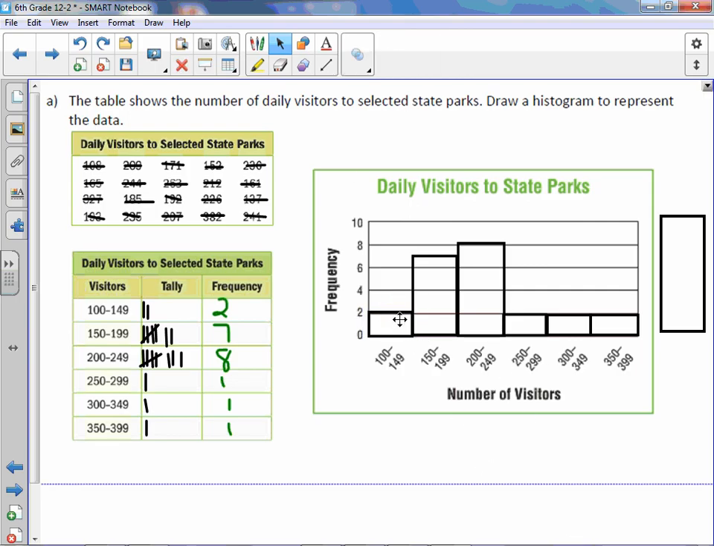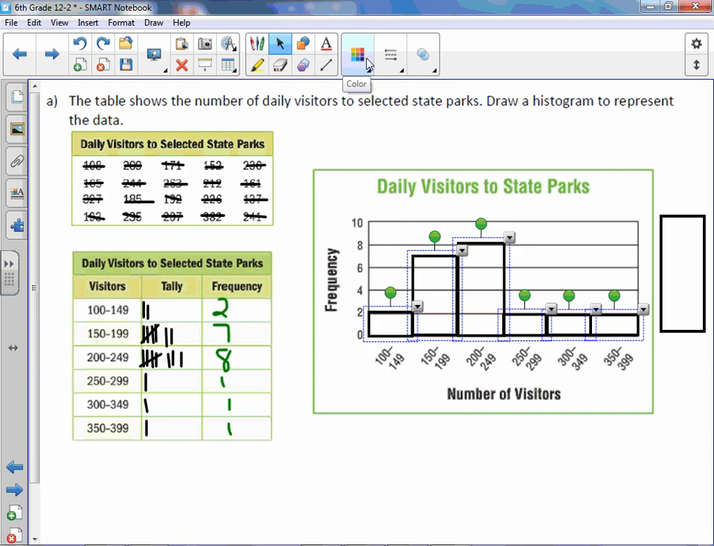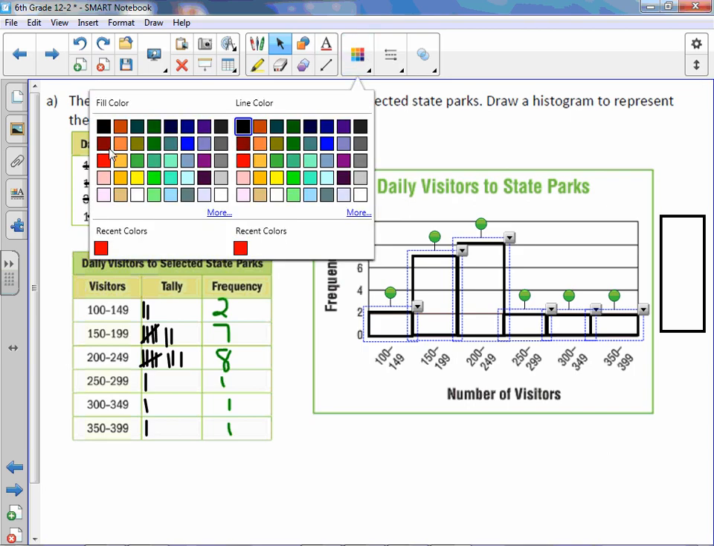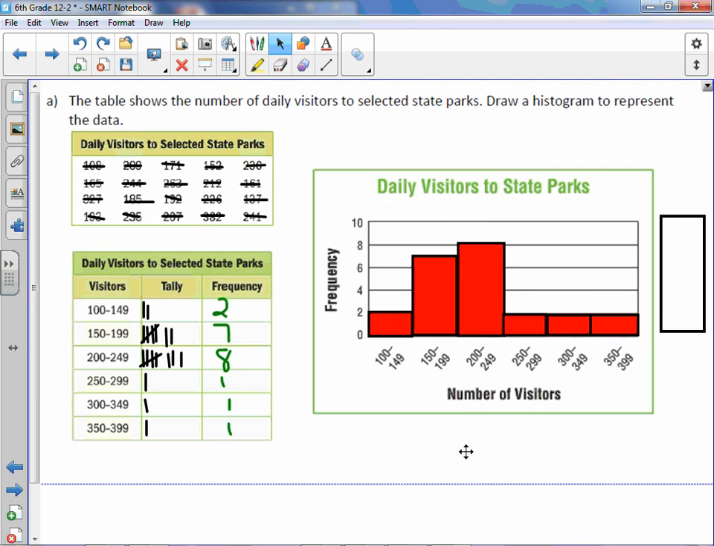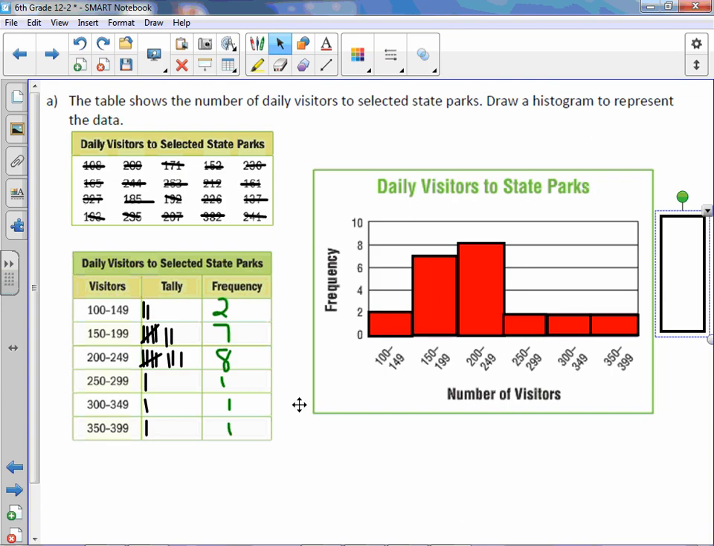Let's go ahead and color them in. We have our labels already made for us and a title. So that is our histogram.